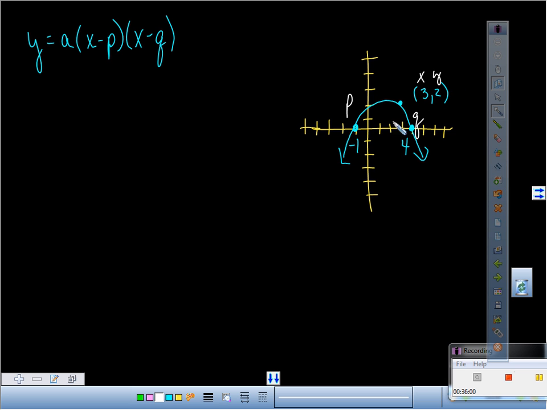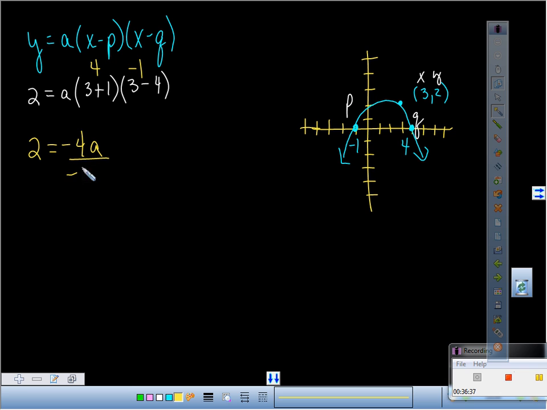Okay? What's the first thing you have to find? A. Gotta find A first, guys. What's Y? Equals A times, what's X? Minus a negative 1 becomes what? Very good. And then what's X again? Minus 4. Alright, we gotta do it in the parentheses. Y'all agree with that? What's 3 plus 1? What's 3 minus 4? What's 4 times negative 1? So negative 4A equals 2. What am I going to do? And what is A? A is equal to negative 1/2.